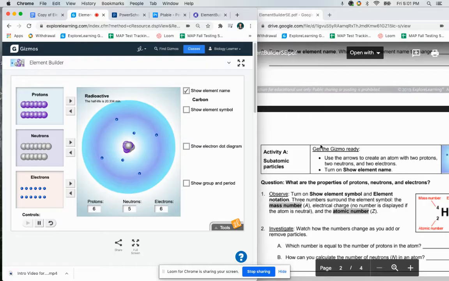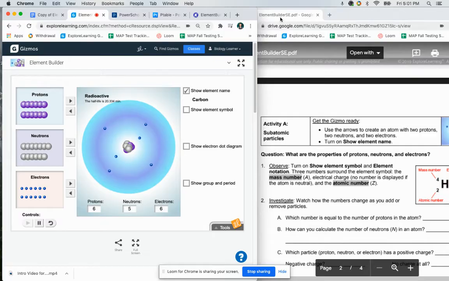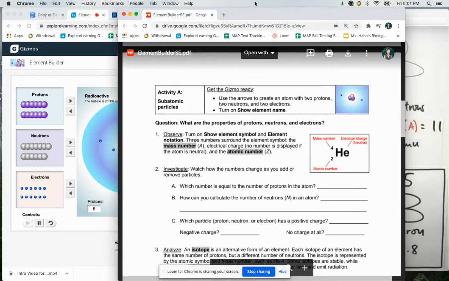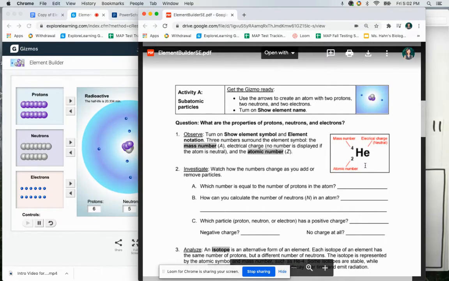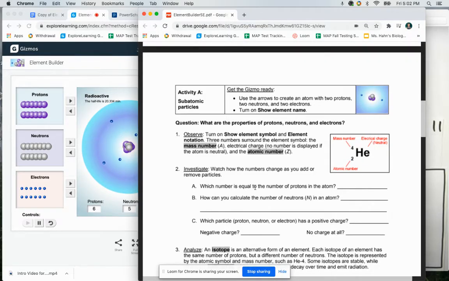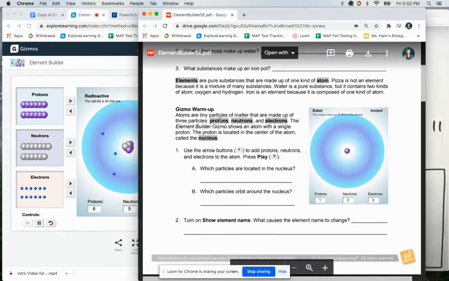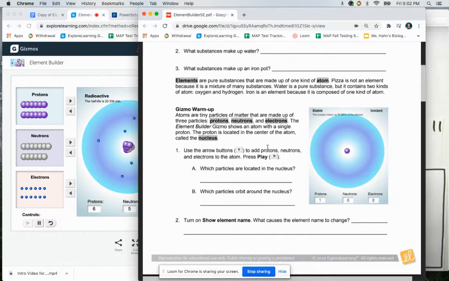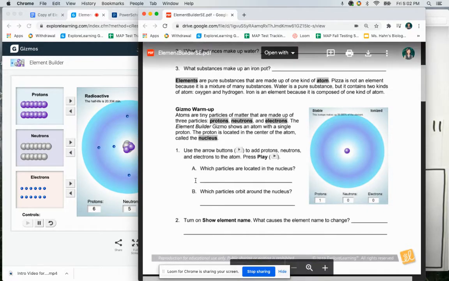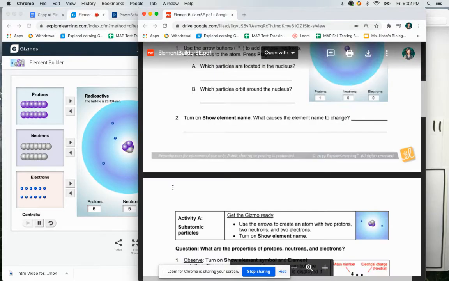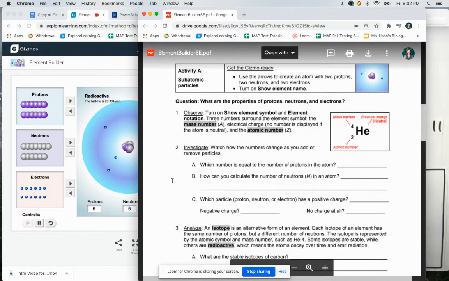Okay, so you're just going to go and follow the directions. This section talks about mass number and atomic number and electrical charge. So I think it said at the beginning, but protons are positive. Okay. Protons are positive, electrons are negative, neutrons are neutral. Some people think neutrons are negative because of the N, but neutrons are actually neutral. They don't have a charge.